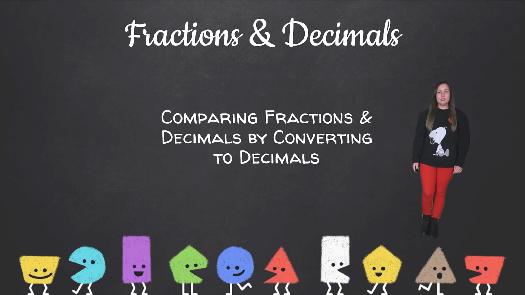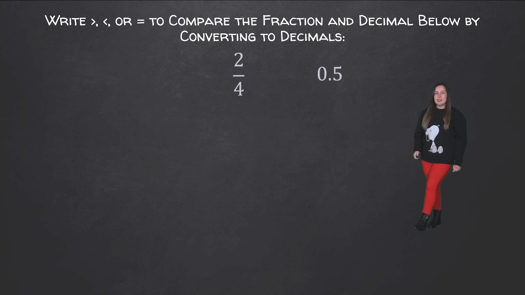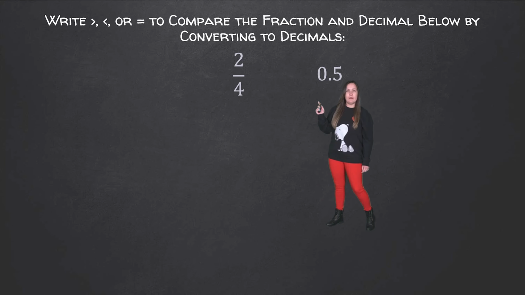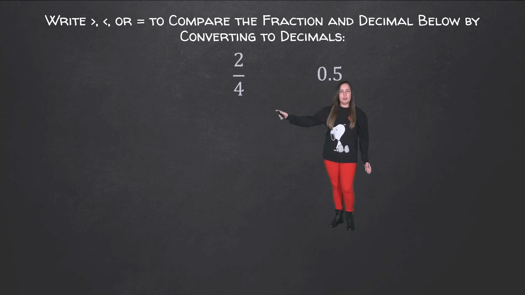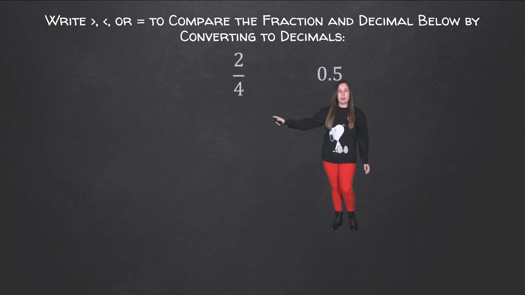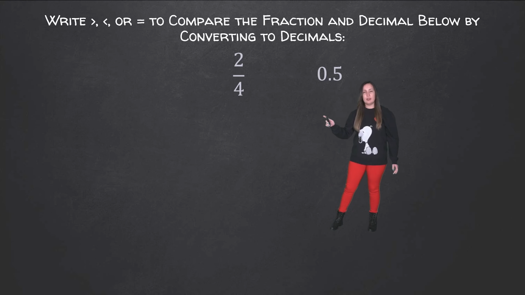Hello, mathematicians. Today we're going to be learning about fractions and decimals, more specifically about comparing fractions and decimals by converting to decimals. To get us started, we have 2/4 and we have 0.5. Now, 2/4 is written in fraction form and 0.5 is written as a decimal. So what we're going to do is convert 2/4 to a decimal so that we can compare.